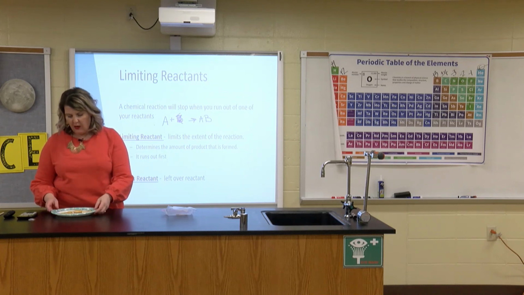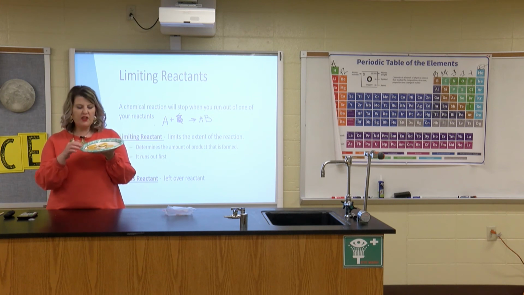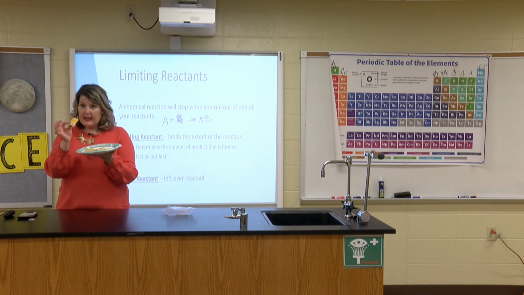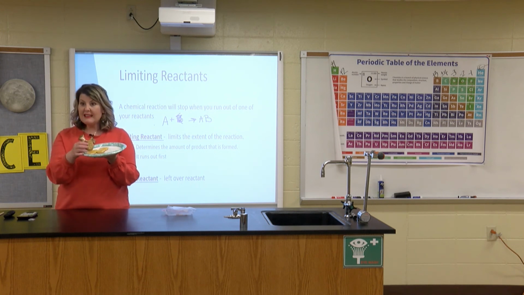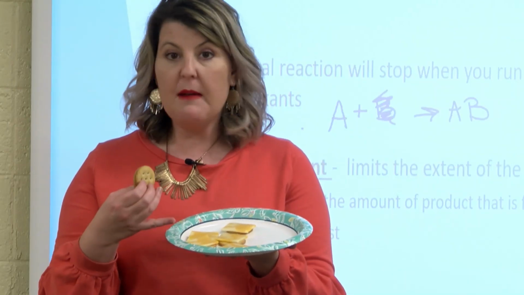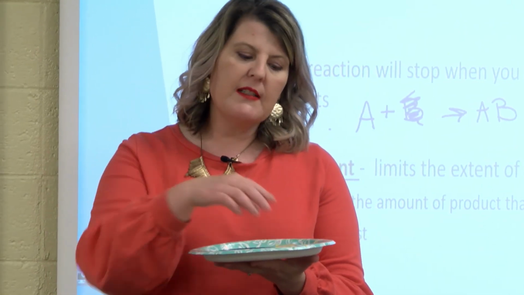But what you find out is that I ran out. I ran out of cheese, okay? I still had 3 crackers left, but I don't have any more cheese left, okay? So in this reaction, the cheese is my limiting reactant. It's the thing that limited the reaction, the thing that you ran out of. My excess reactant are the crackers. I have extra of those, but I can't make any more AB. I can't make any more cheese crackers if I run out of cheese. So that's what we're going to discuss today.